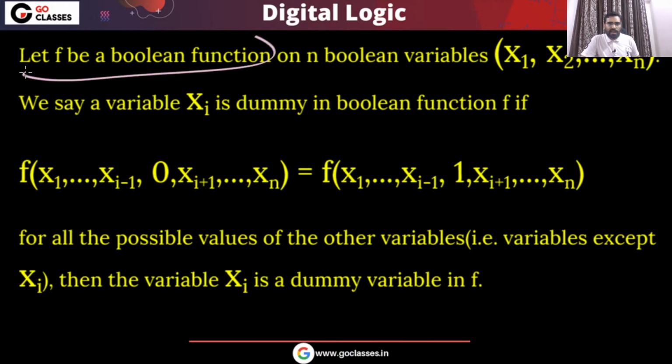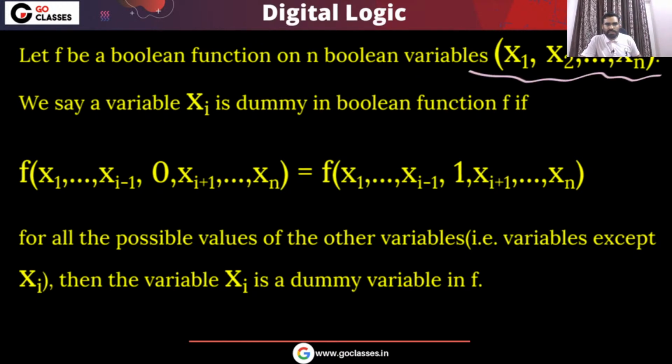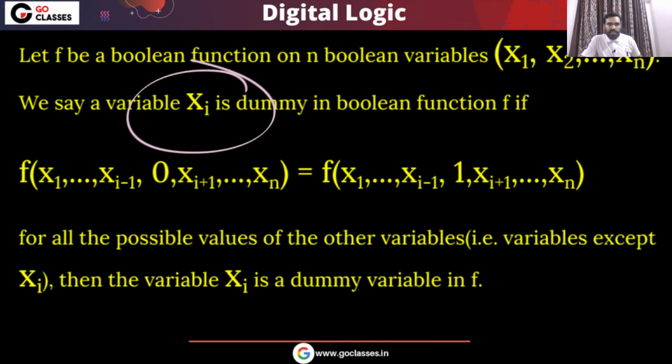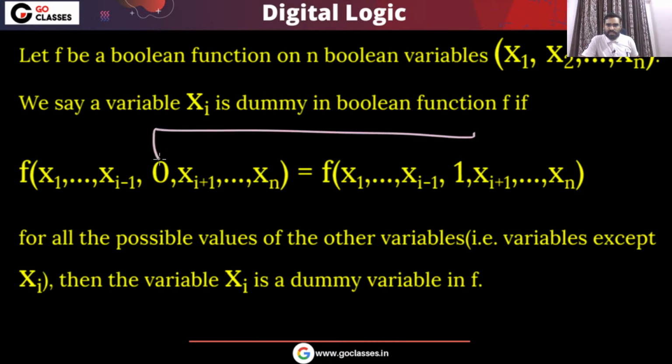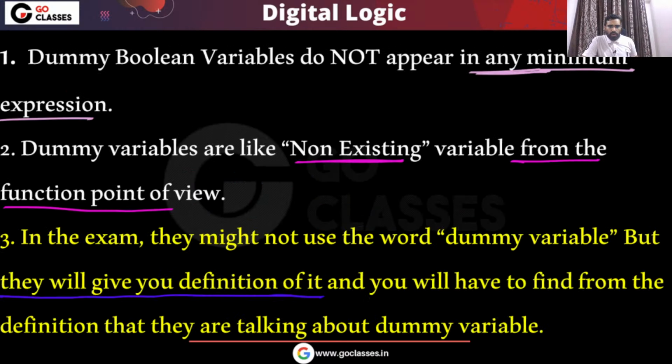See this definition. F is a Boolean function on n variables. These are the n variables. This xi is dummy if and only if, if you change this, then the function value does not change. If you change the dummy variable, the function value does not change. In this situation, we will say that xi is a dummy variable. So this definition will be given to you. I hope this point is clear.